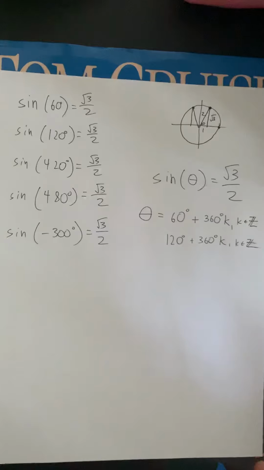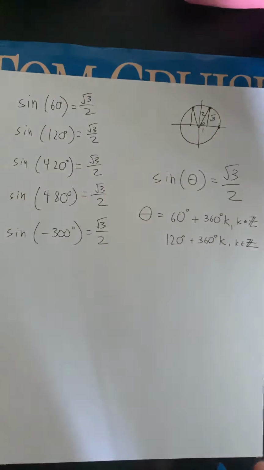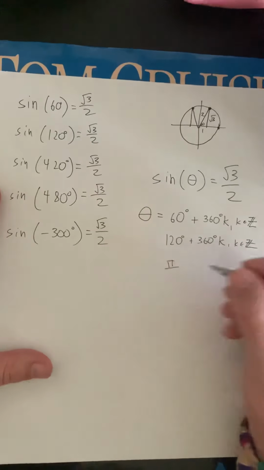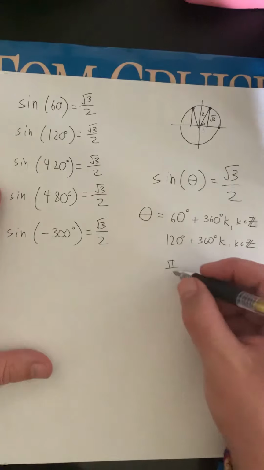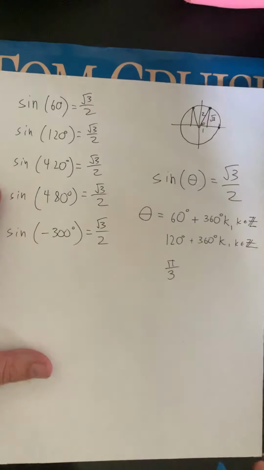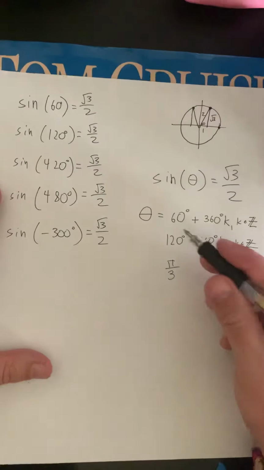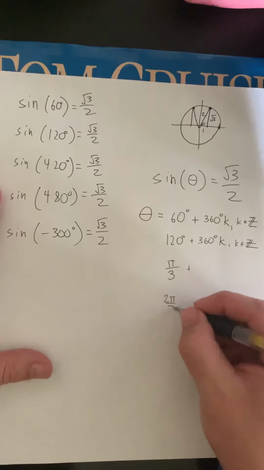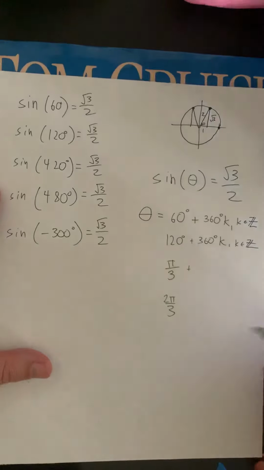Now, we did it in degrees. We could also just do the same process and answer in radians. So what is the radian version of 60? It's pi over 3. Divide 180 by 3 and you get 60. And what about 120? That's 2 pi over 3.